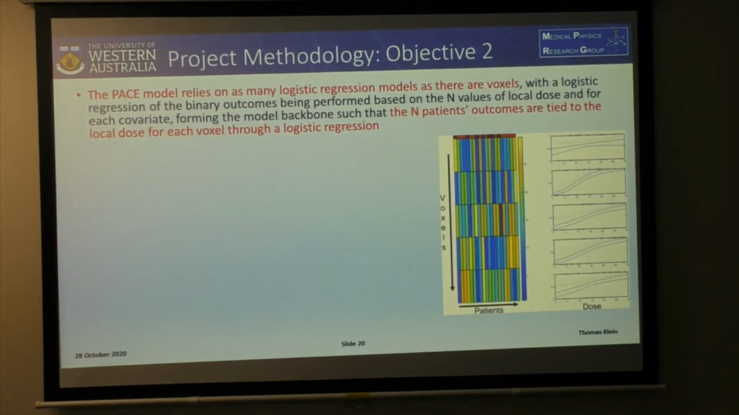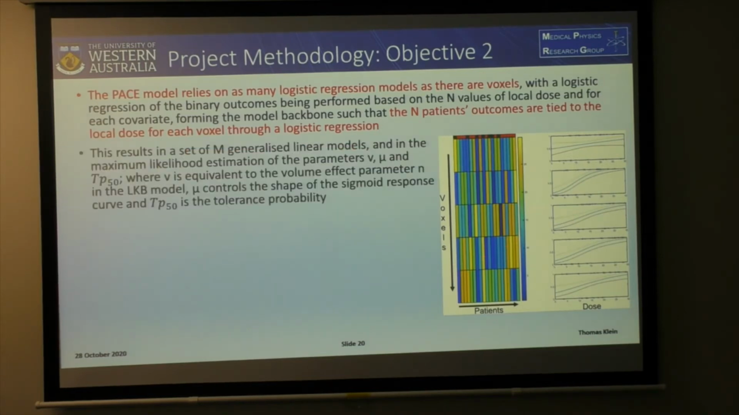So this model basically relies on as many logistic regression models as there are voxels. So for each of the n values of local dose and for each covariate, we take a logistic regression for predictions of the binary outcome, which forms our model backbone. So the n patients' outcomes will be tied to the local dose for every voxel through a logistic regression model. So we end up with a set of m generalized linear models, which allows us to predict parameters such as the volume effect, the shape of the sigmoid response, or the tolerance probability using maximum likelihood estimation.